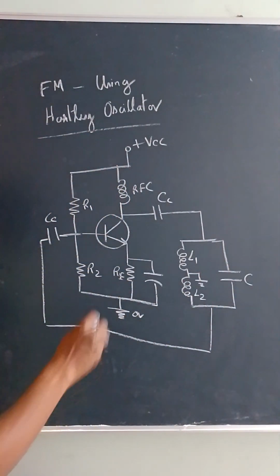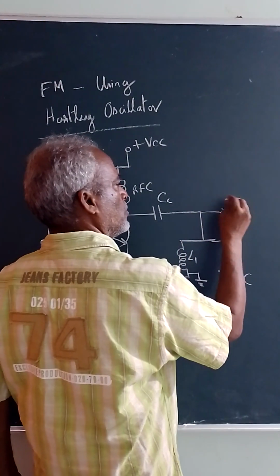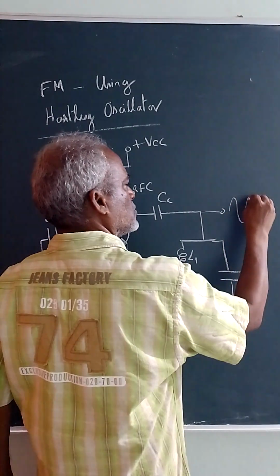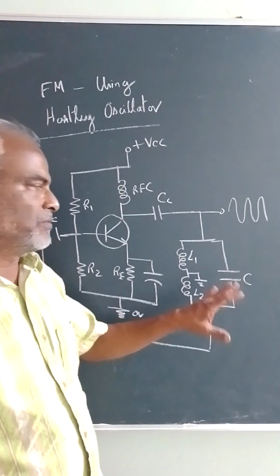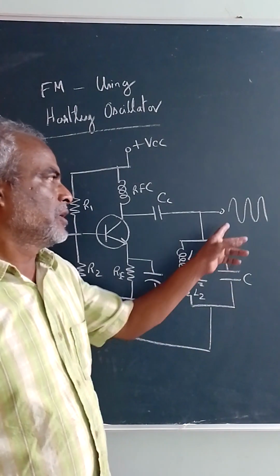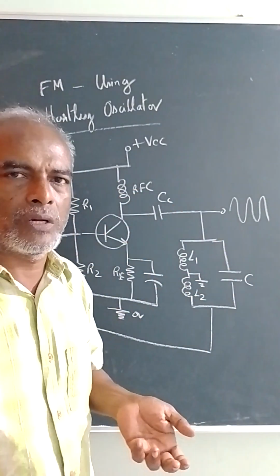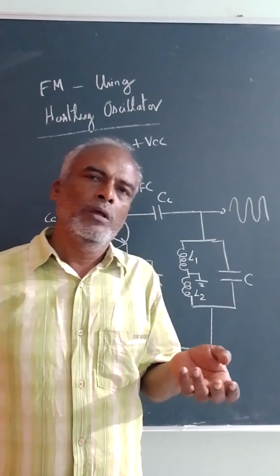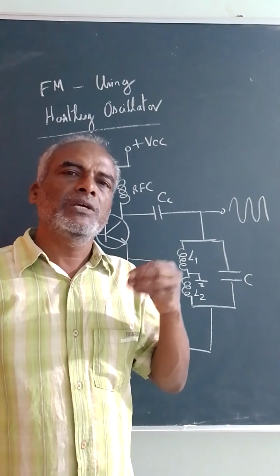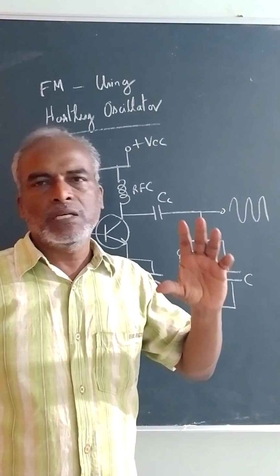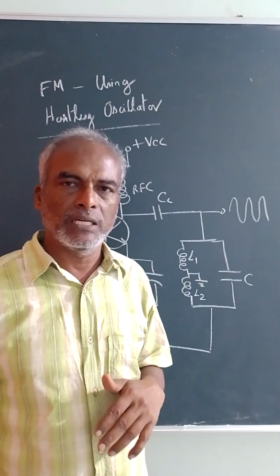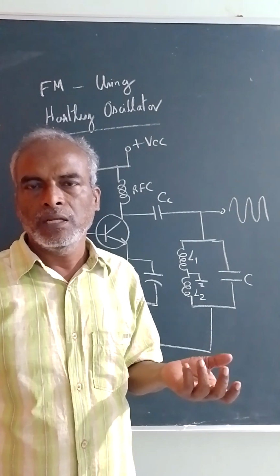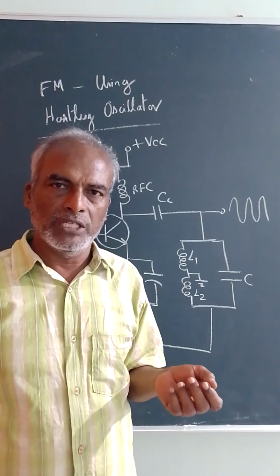So now I want a frequency modulated output. Here you will get the output, that is a sinusoidal wave. If you don't alter the component values, if everything is fixed, then you will get a sinusoidal waveform with fixed frequency. But what is the definition of a frequency modulated waveform? If the frequency of the carrier wave changes in accordance with the intensity of the signal, signal means the baseband signal, then we call it frequency modulation.